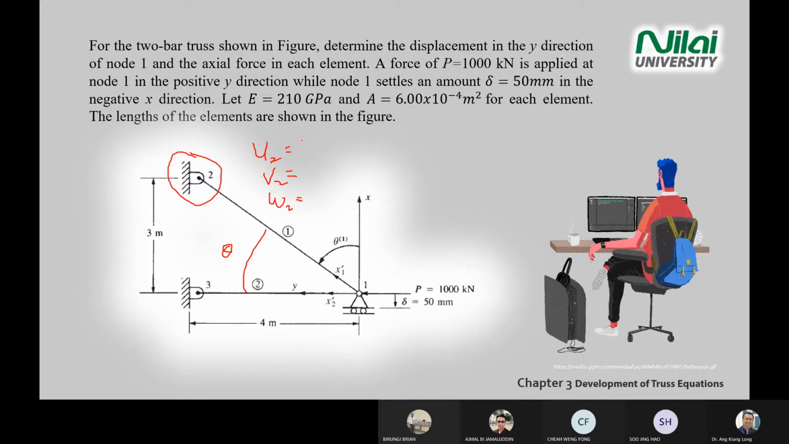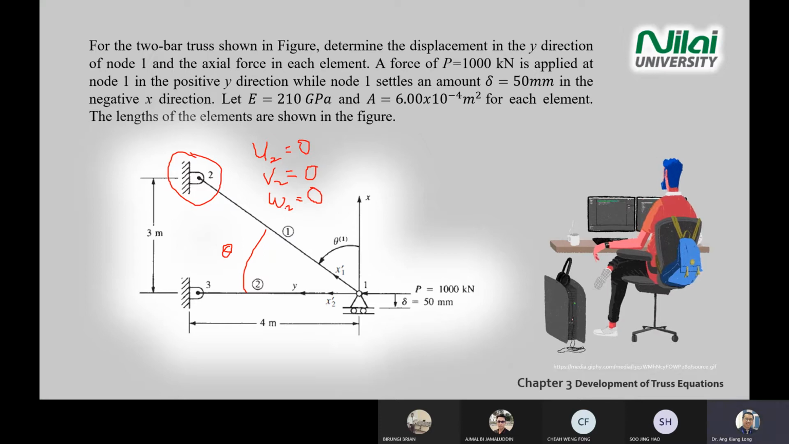Was 0 for U2, V2, and W2. Why is W2 0? Why can I say W2 now is 0?